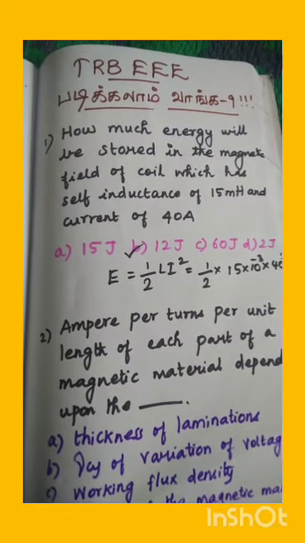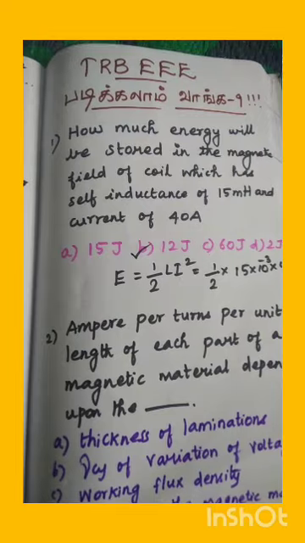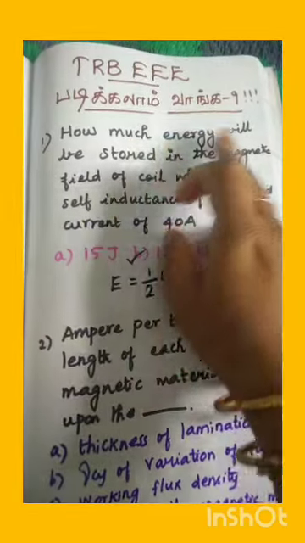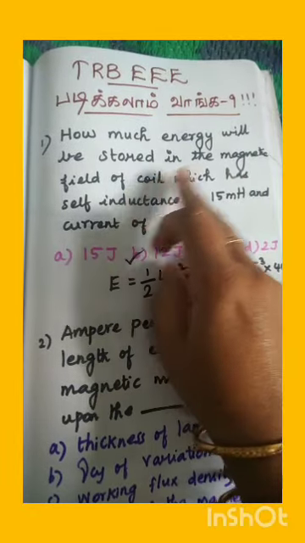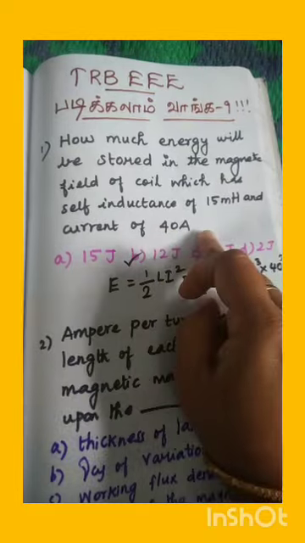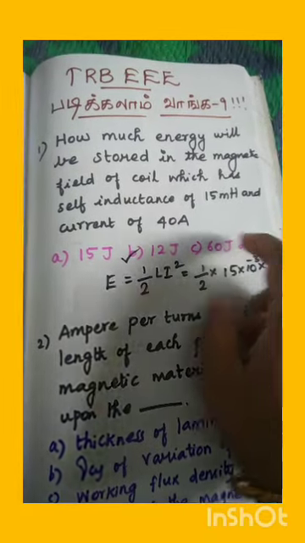Today we are going to see a set of 5 questions based upon magnetic circuits. The first question is, how much energy will be stored in the magnetic field of a coil which has a self-inductance of 15 millihenry and a current of 40 amps? Four different options are given to you.